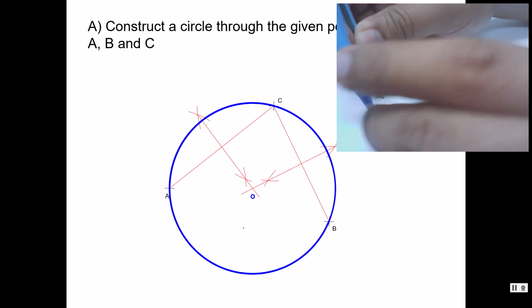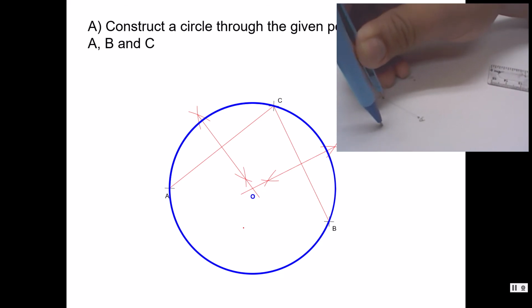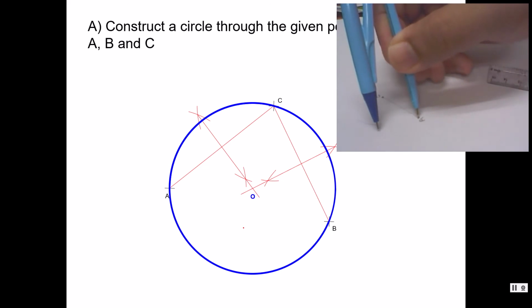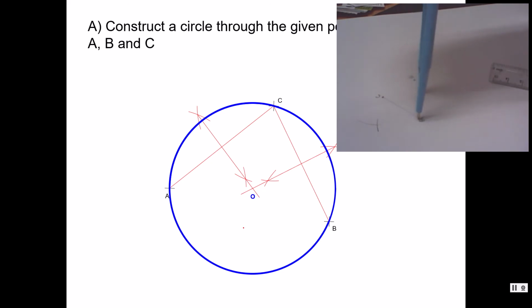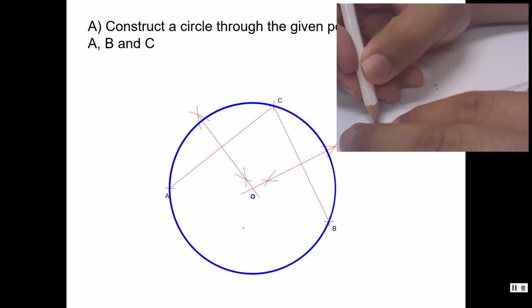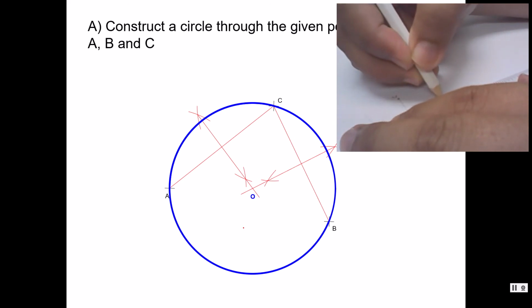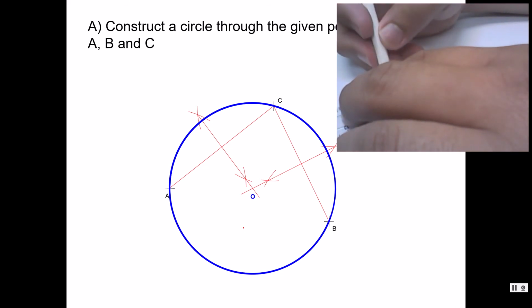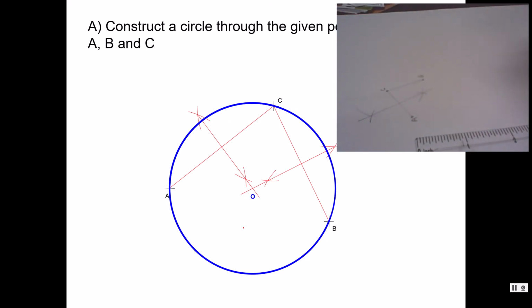So how to bisect, we already did in activity 1. So from point C, from point A, we have 2 points that we can connect to get the bisecting line. Okay, so just draw the line. Okay, so now from point C to B, we draw another line, and then same, we bisect them.